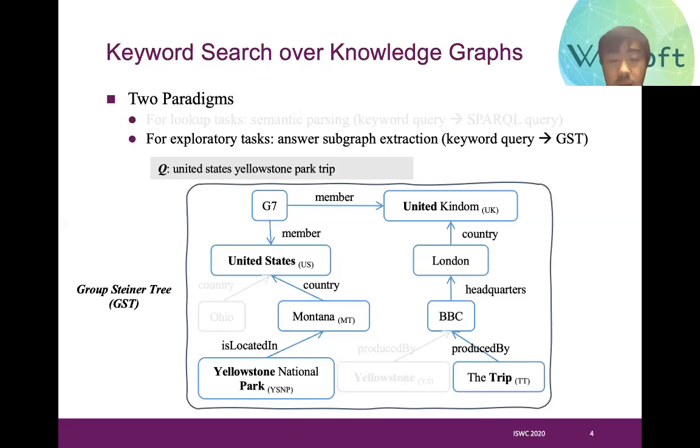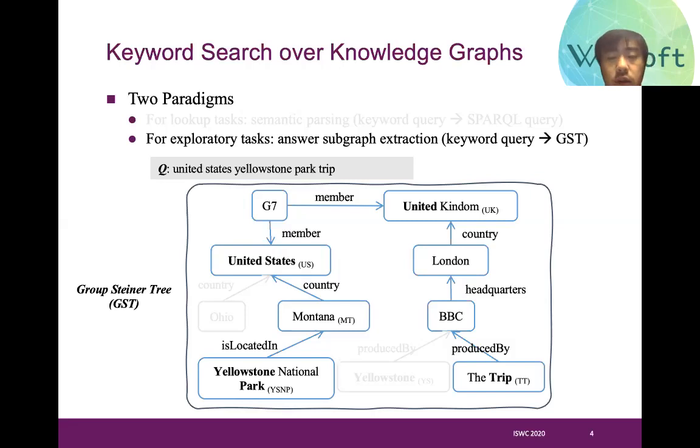And it has been standard in the literature to use group Steiner tree as the answer subgraph to find. A group Steiner tree, or GST, is a minimum weight subgraph that connects all the keywords in the query. For example, in this case, you can see this path from YSMP to TT. This path is very long, but it covers all the 5 keywords in the query. So it is a GST that we may return as an answer.